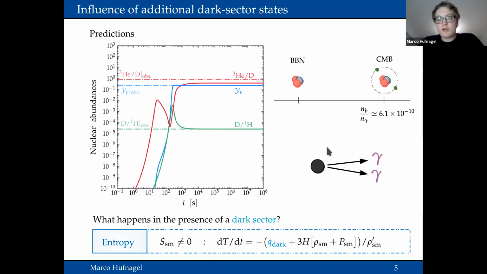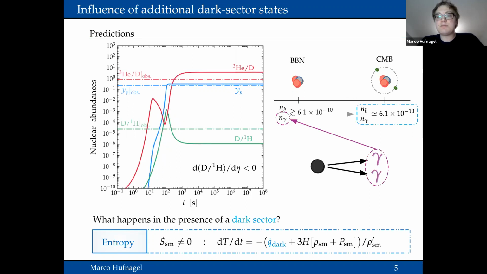However, if you now assume a dark sector particle which can decay into photons, for example, and this decay happens between BBN and CMB, then during this decay the number density of photons is increased, which means that the baryon to photon ratio is decreased. So if this decay happens before the CMB, then you also have a larger baryon to photon ratio before the CMB, and therefore also potentially during BBN.